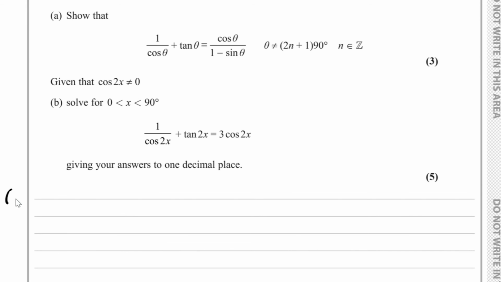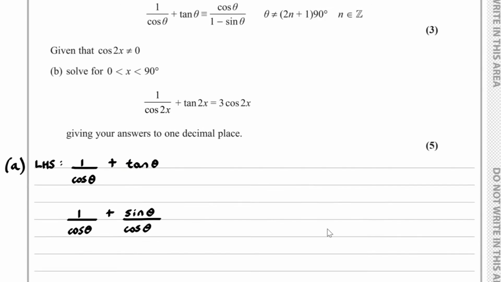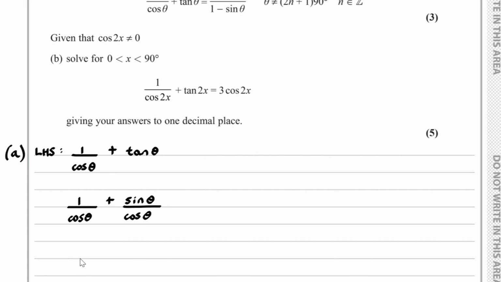So for part A of the question, we begin with, well, let's be explicit, on the left hand side, we've got 1 over cos theta plus tan theta, and we know that tan theta is the same as sin theta over cos theta, so I've got 1 over cos theta plus sin theta over cos theta, and because we've got a cos theta as a common denominator, that means we can combine the fractions, leaving us with 1 plus sin theta divided by cos theta.